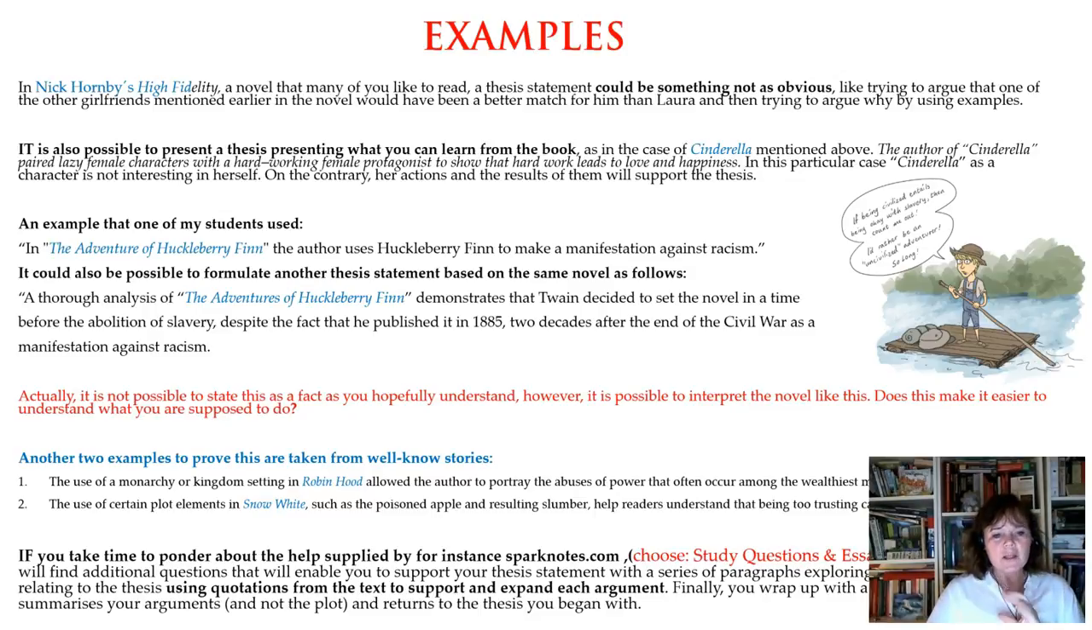If we take two well-known stories that you most certainly know from your childhood, or if you have children, Robin Hood and Snow White. Look at it. The use of a monarchy or kingdom setting in Robin Hood allowed the author to portray the abuses of power that often occur among the wealthiest members of a community. I guess that's not the way you have looked at it before, but this is one way of analyzing or interpreting it. And how about Snow White? The use of certain plot elements in Snow White, such as the poisoned apple and resulting slumber, help readers understand that being too trusting can lead to dire consequences. Yes, that's clear, you might think.